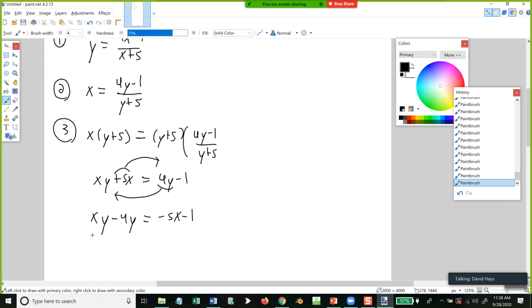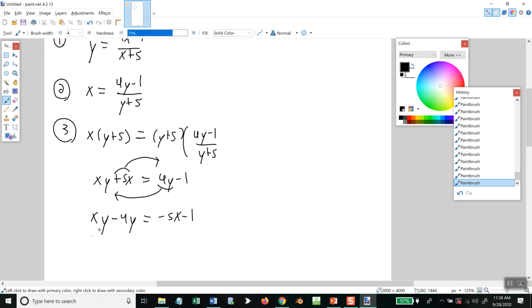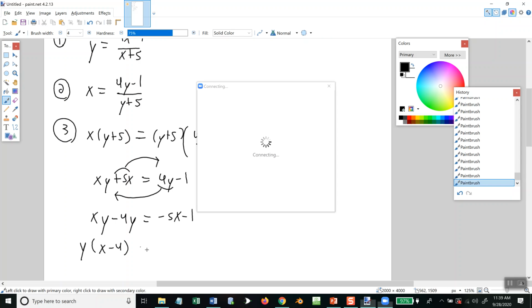Our next step in solving a formula for a variable is that if you have 2 or more y's, you want to factor it out. So we'll factor out a y, and that leaves us x minus 4. That's great.